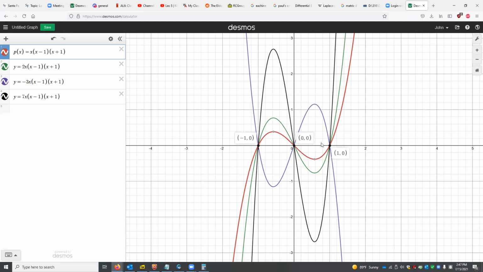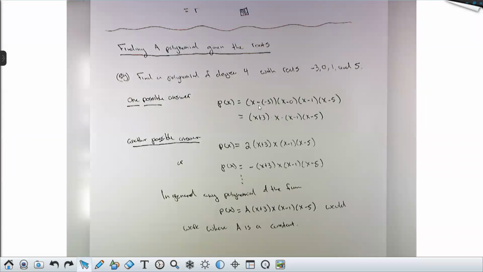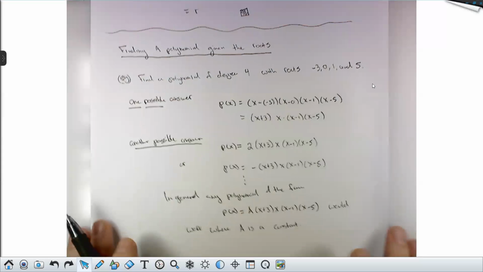So specifying the roots doesn't completely determine the polynomial. It only determines it up to the lead coefficient. Which means the types of questions you'll most likely be asked to answer aren't just going to say this. They're going to say, find a polynomial of degree 4 with roots, blah, blah, blah, and some other bit of information that you need to satisfy. So let me throw in an extra bit of information for us to satisfy on this example. And I'll show you how to solve for that lead coefficient.